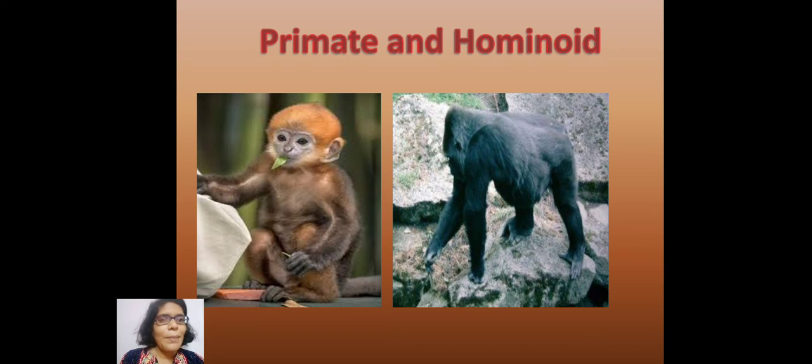See, primate and hominoid. This one is a primate and this one is a hominoid. So you can see the hominoid is working on all four limbs. He is using his hands and legs, all four, because he cannot walk straight. The primate also cannot walk straight. Here the pose he is giving is like this, but the primate, that is the monkey, also needs all four limbs. You know that very well.